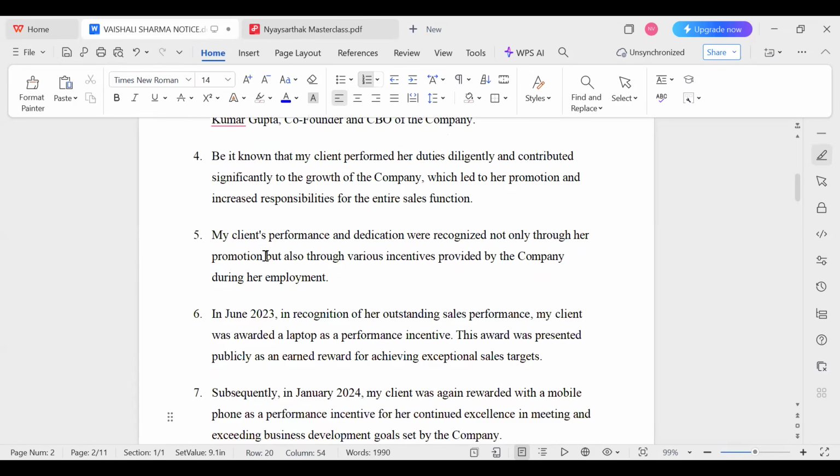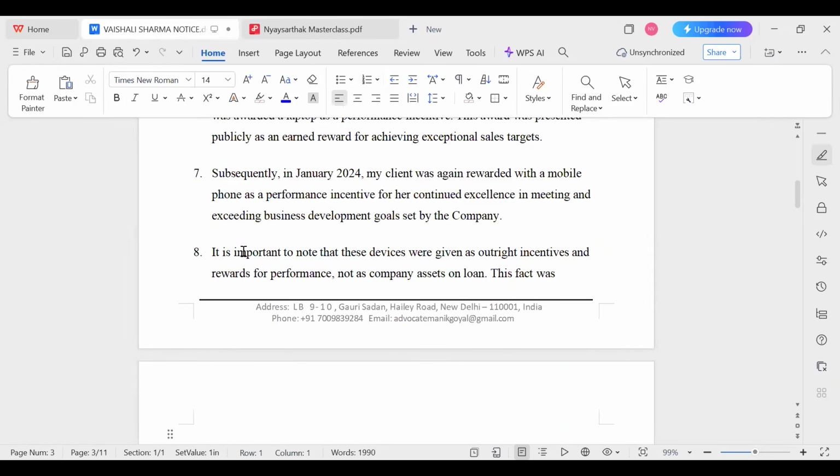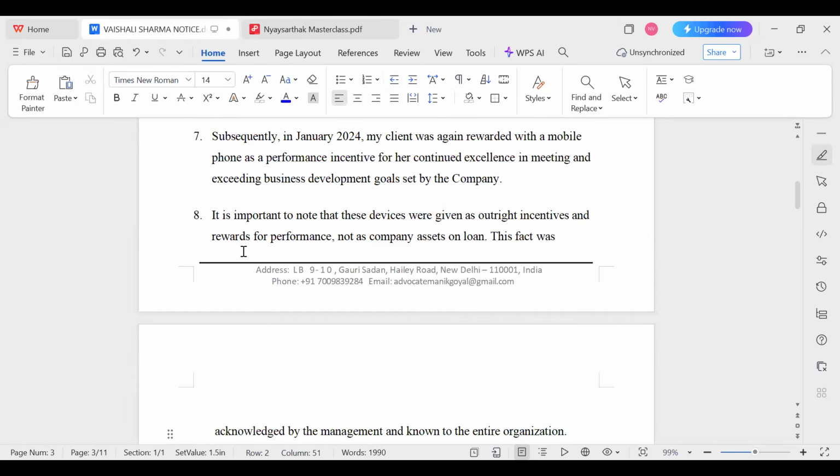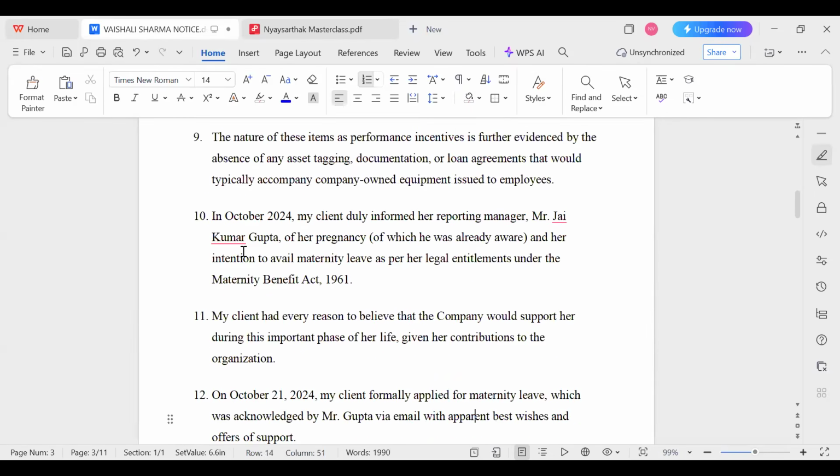Okay, so after you are done with the facts of the case, then come your legal terminologies: that if you are not following our legal notice, then you will be liable for this. These are the general facts. It depends on a case-to-case basis, like our client has suffered this, our client has suffered that. So these are the general things that you have to keep in mind.